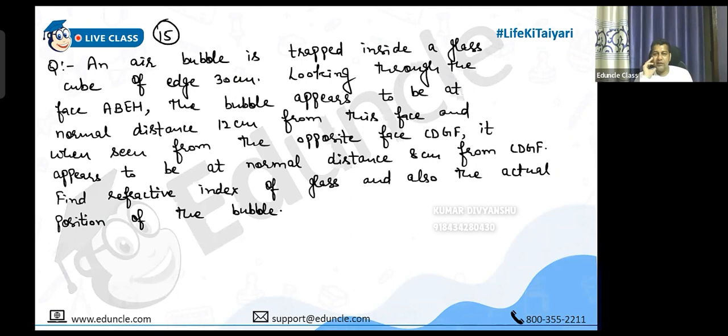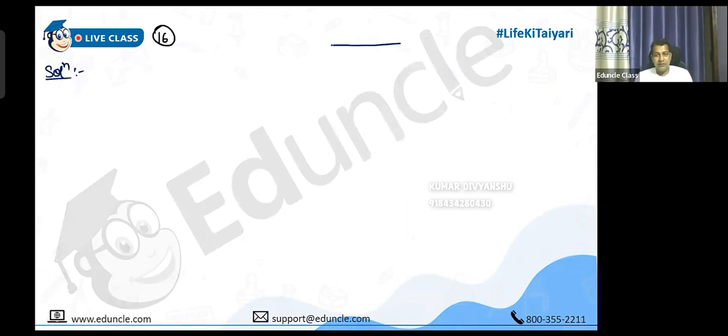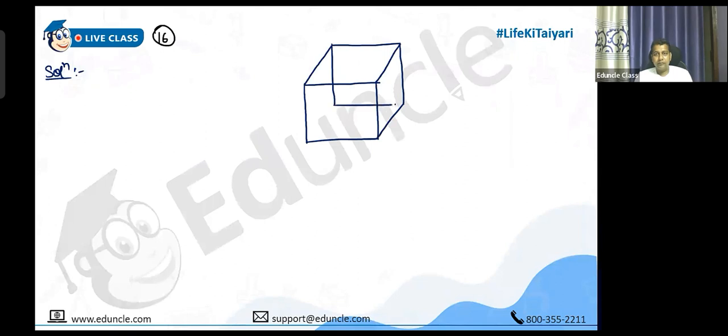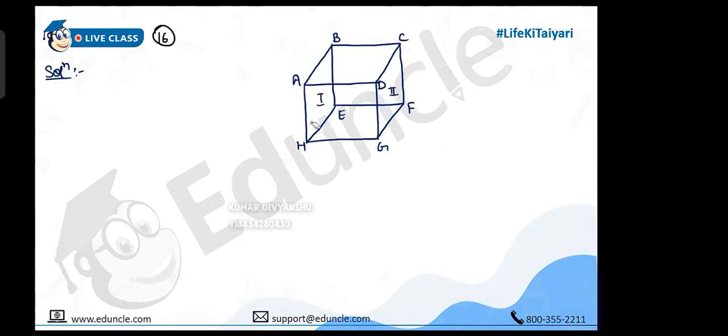Actually, if you see carefully, your glass slab is cuboidal, and now they are giving a cube. That's the difference. Now they are making all the sides equal. Let me make this cube first, then I will tell you what is happening. A, H, G, E, B, C, D, F. So the answer will be 1.5 refractive index.